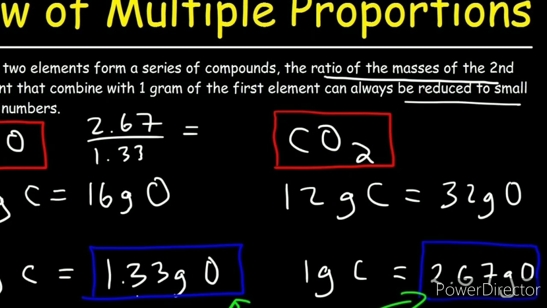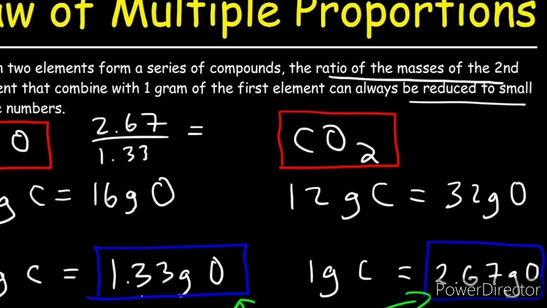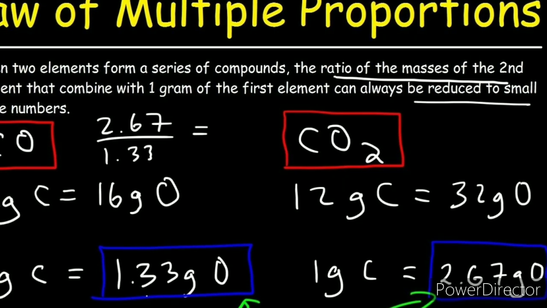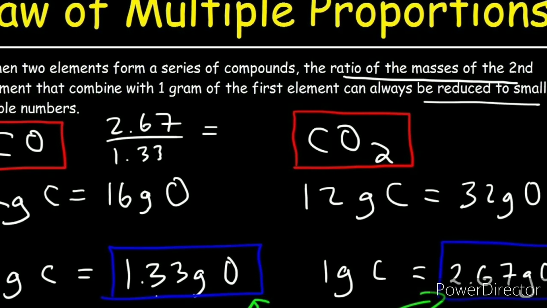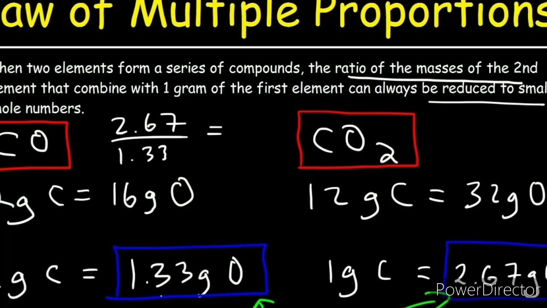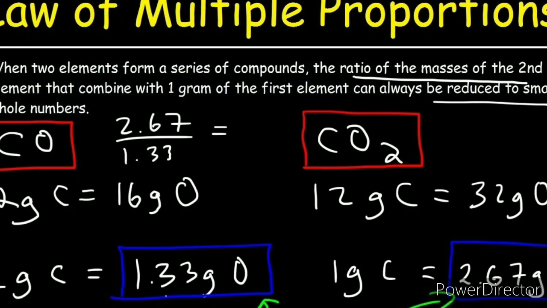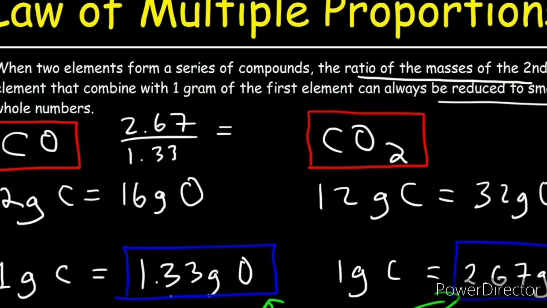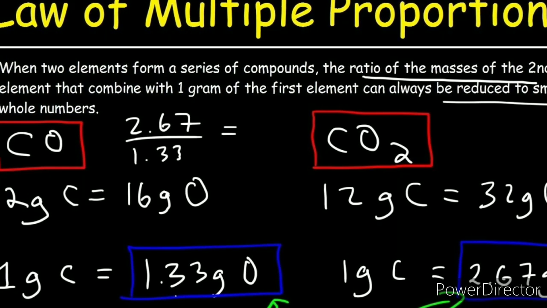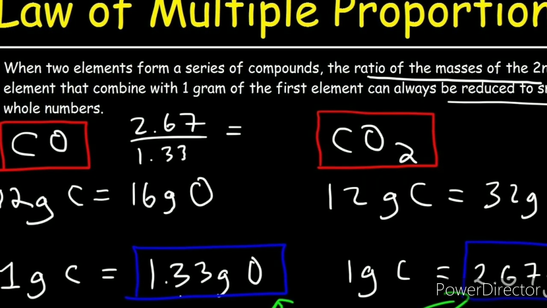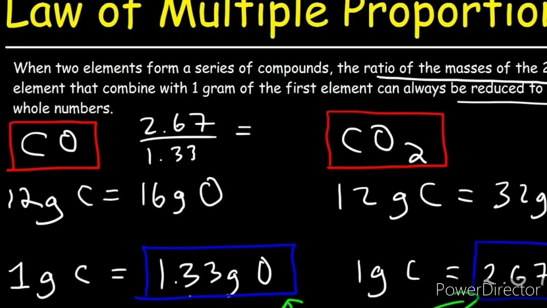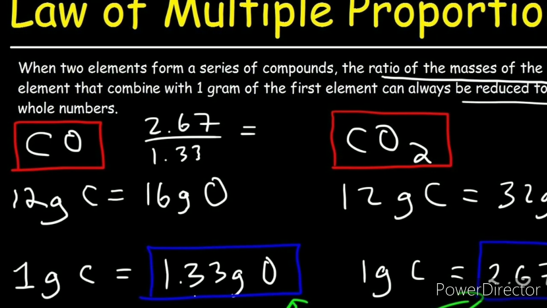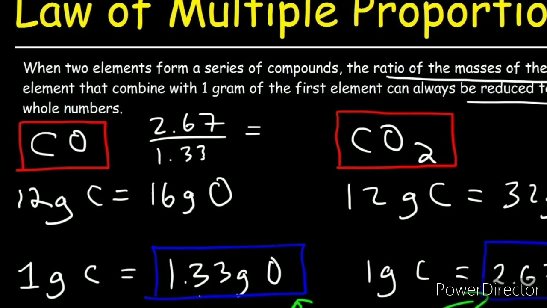Now let us talk about the law of multiple proportion. The law of multiple proportion states that whenever two elements combine to form two or more than two compounds, then the variable mass of one element that combines with the fixed mass of another element is always in a simple whole number ratio. This is very much obvious with the help of the above example.